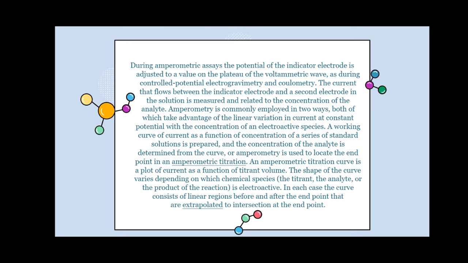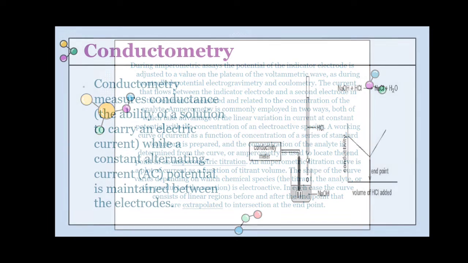The shape of the curve varies depending on which chemical species, the titrant, the analyte, or the product of the reaction, is electroactive. In each case, the curve consists of linear regions before and after the endpoint that are extrapolated to intersection at the endpoint.